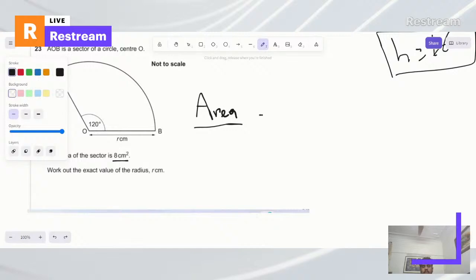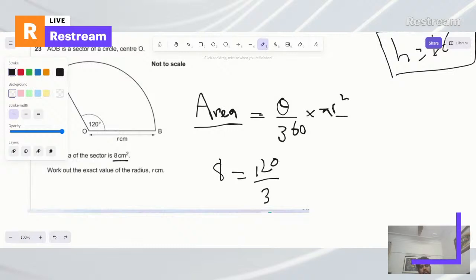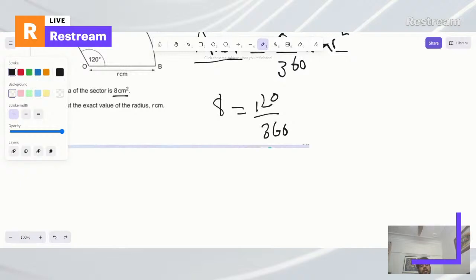Okay, so the formula is theta divided by 360 times pi r square. Now we are missing the value of r, but we have the rest of it. So the area is 8, and the theta is 120 divided by 360, and then you have pi over here, and you need to find out the value of r.